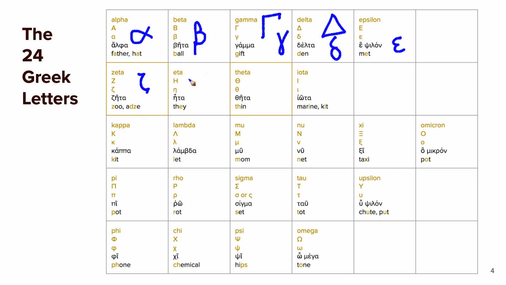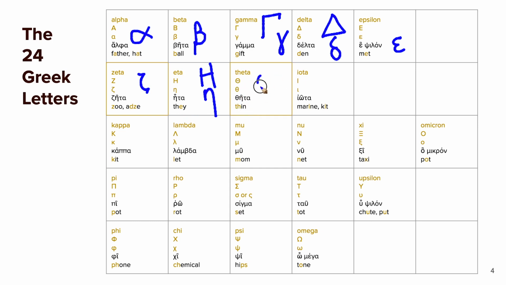Eta looks like a capital H in its capital form. And the lowercase looks almost like an N with a longer second leg. So that's pronounced like the E in they. So that would be a long vowel. They, ay.